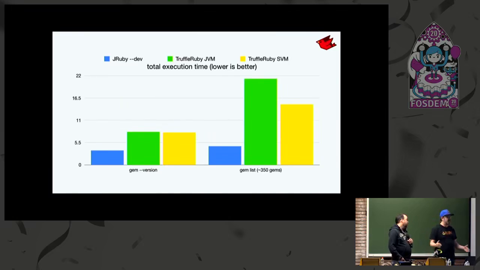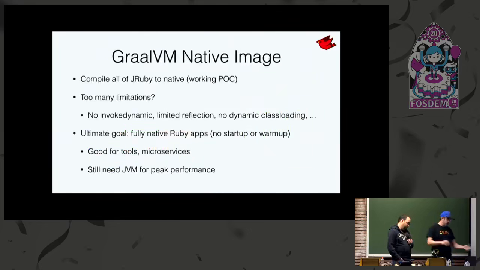They're still essentially running cold because all of that Ruby code goes through the same sort of process it does with JRuby. So what we want to do, we've already been able to compile all of JRuby itself to native and get it to run and boot up. But there are a lot of limitations. Have to turn off invoke dynamic. We can't do any runtime JIT. We can't dynamically load any classes or libraries.